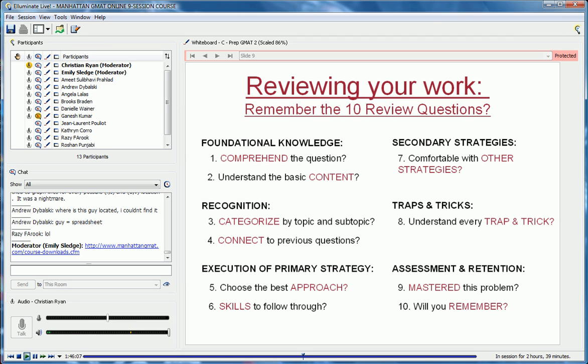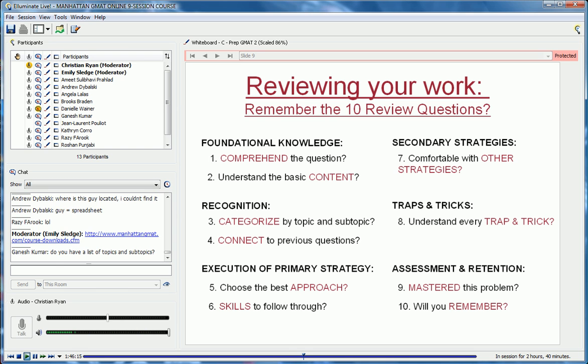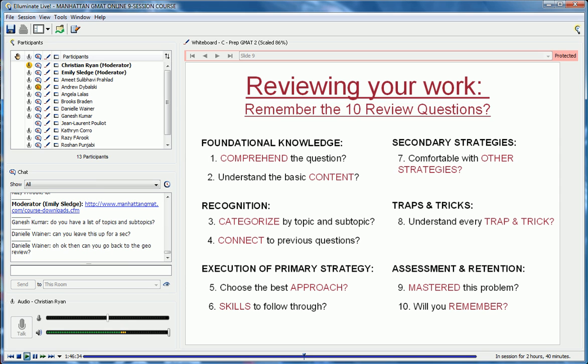So with that quick review of some review questions, let's take a 5-minute break. And when we come back, Emily will take us into the verbal section. Yep, I will leave this up. Absolutely. And also these questions are on a sheet that you can download in the course downloads page that Emily just posted, actually. Okay, we'll take 5 minutes at this point.